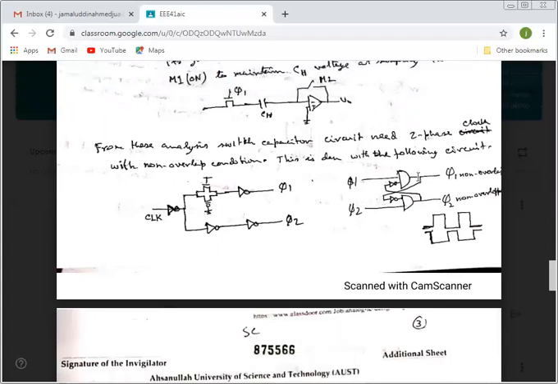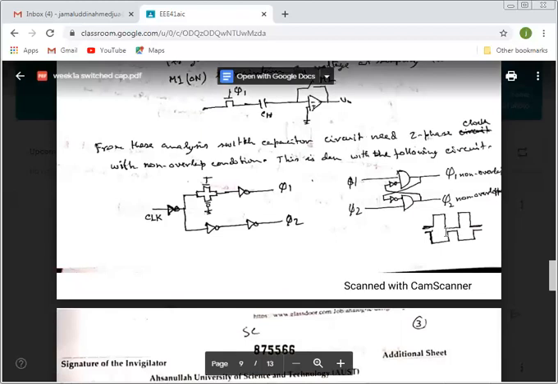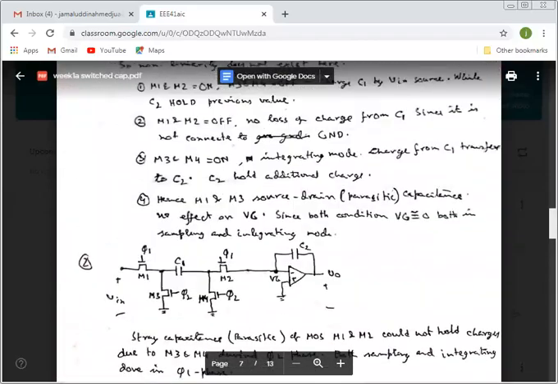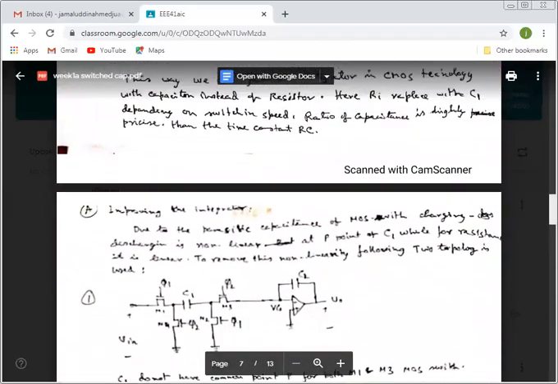As long as phi 1 is on, it will be off. And when phi 1 gets off, then it will be on. So there will be no overlapping, that means both of them are on at the same time. So let's go back to where we were discussing.